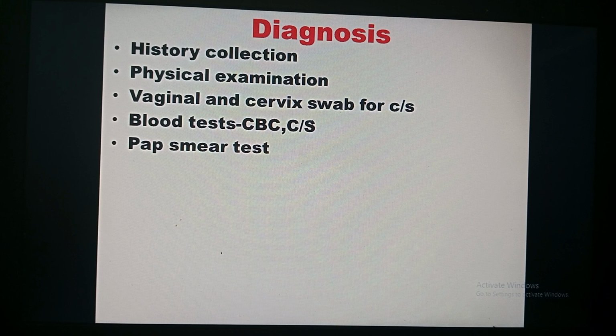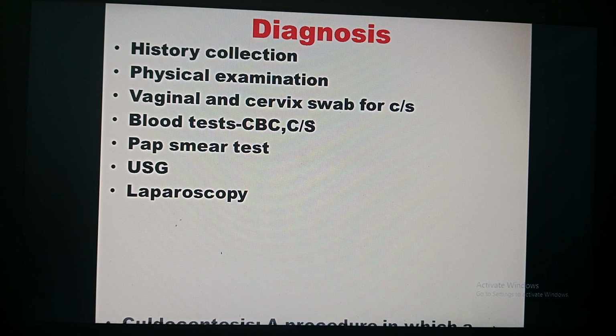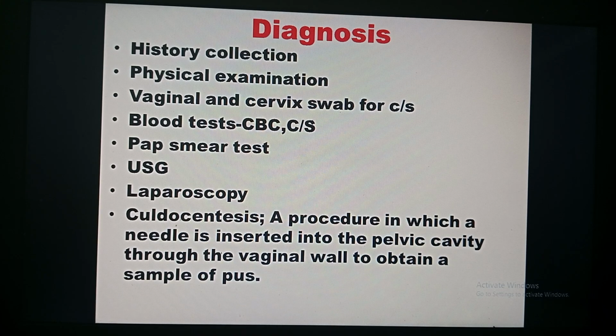Pap smear test, a cervical cell test to know if there is any cancer or any changes in the cervix. Ultrasound to know the extent of the disease. Laparoscopy, to know exactly what happened inside the organ and which organ is more affected. Culdocentesis, a procedure in which a needle is inserted into the pelvic cavity through the vaginal wall to obtain a sample of pus. Through the vagina only, ultrasound guided, they will collect pus to know the exact bacteria.